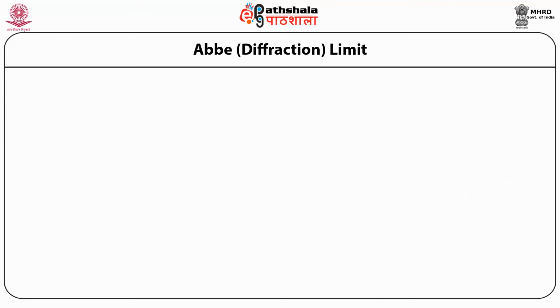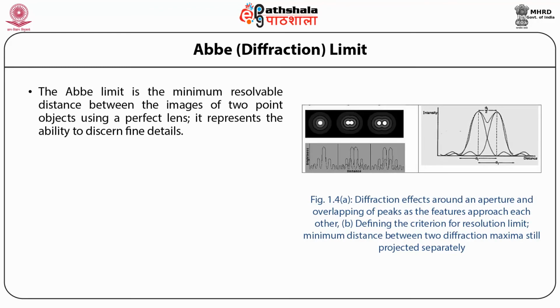In order to understand the working of the several microscopes, we need to understand the Abbe diffraction limit. The Abbe limit is the minimum resolvable distance between the images of two-point objects using a perfect lens. It represents the ability to discern fine details.